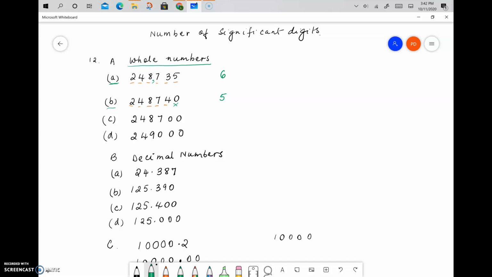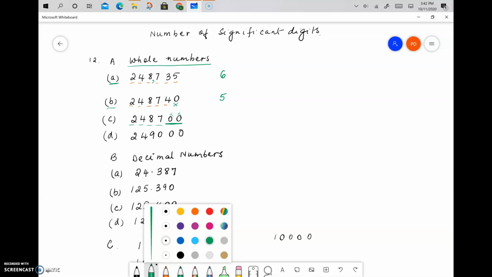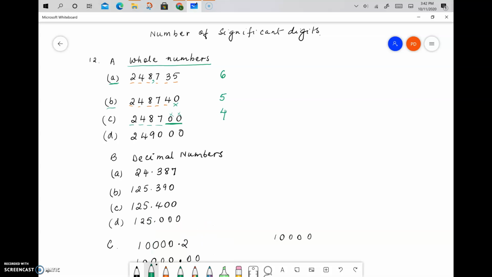Now let's look at the next number. It's been rounded to at least the hundredths place. Look at the zeros at the end. The zeros at the end of a whole number do not count. So let's count the number of significant digits. It's 1, 2, 3, 4. There are only 4 significant digits in part C.